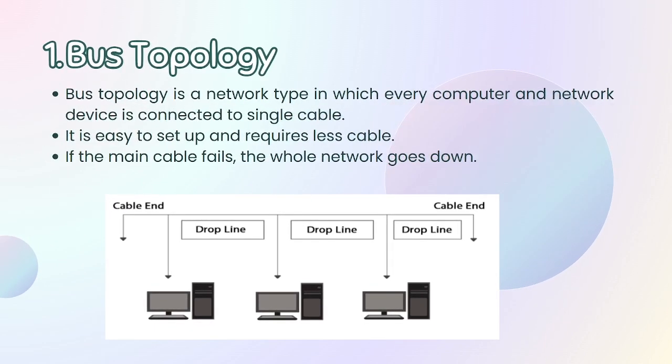Types of network topology. Number 1, bus topology. Bus topology is a network type in which every computer and network device is connected to a single cable. It is easy to set up and requires fewer cables. But if the main cable fails, the whole network goes down.